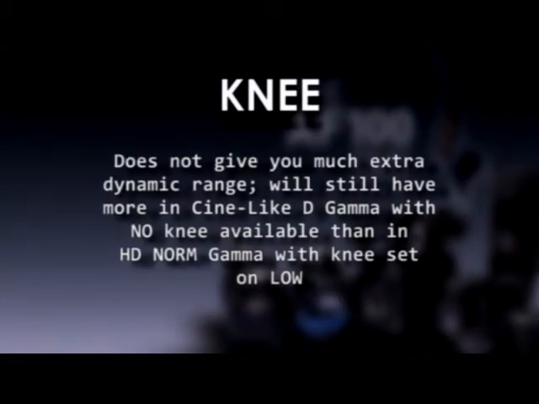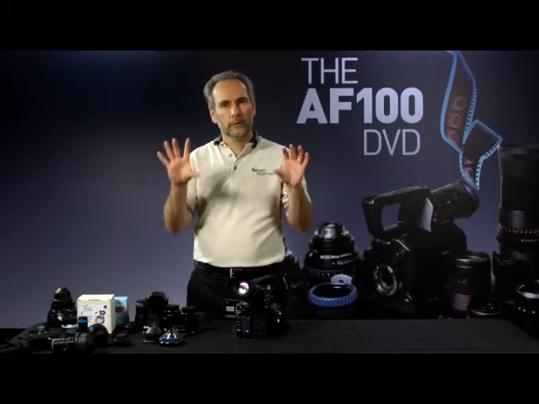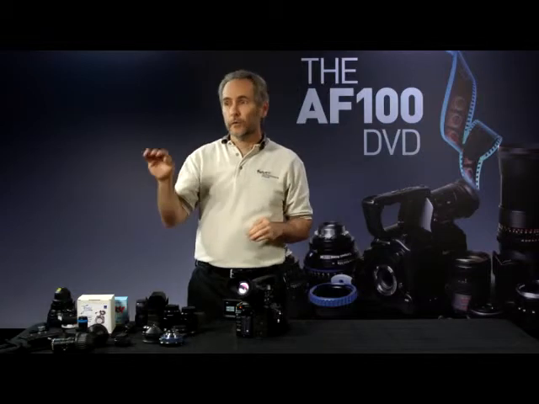You are actually going to have more dynamic range in Cine D, even though it doesn't have a knee, there's no adjustability there, than you will if you used HD norm and you set the knee on low. There's no protection. You're not looking out for you. It's not compressing the highlights for you, whereas the knee actually would.